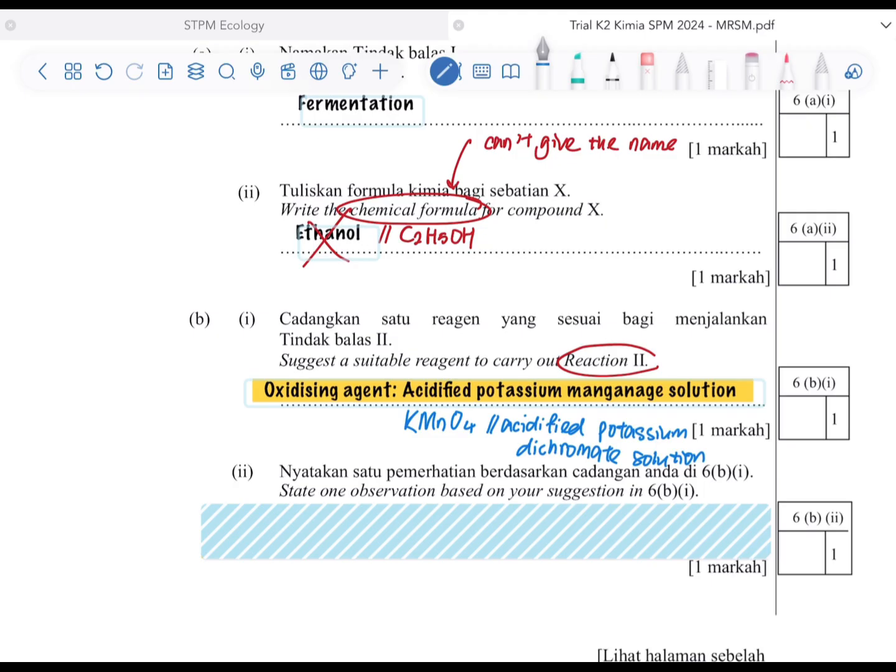So it will be the formula K2Cr2O7. Okay, so question B2: State the observations based on your suggestion in 6B1. So this question is related to the question above, B1.